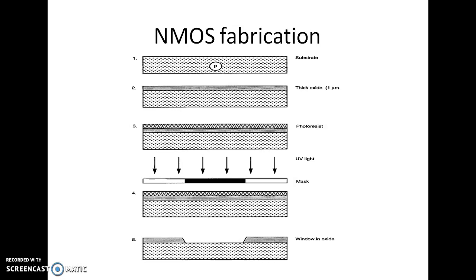So the areas which are shielded by the mask become soluble, so that we are able to open a window. Then further photolithography processes follow, like removal of the oxide, removal of the photoresist and so on. Ultimately this window is opened.